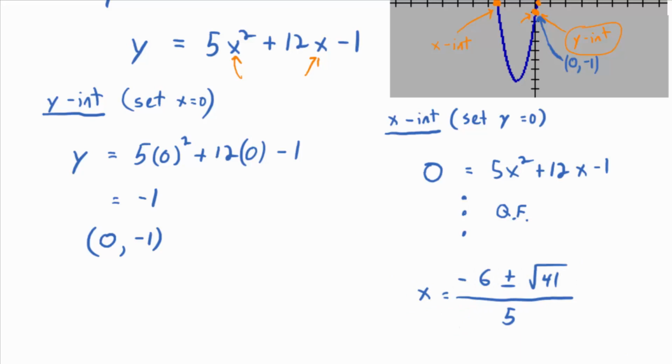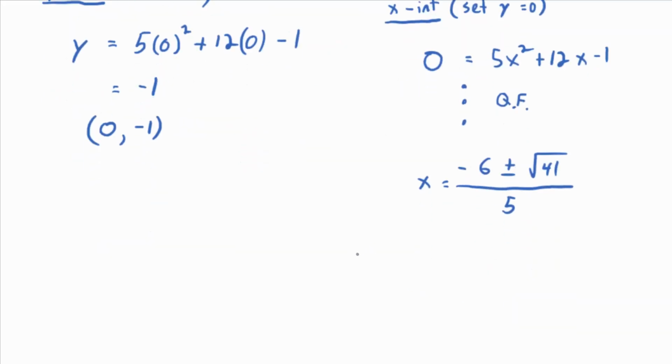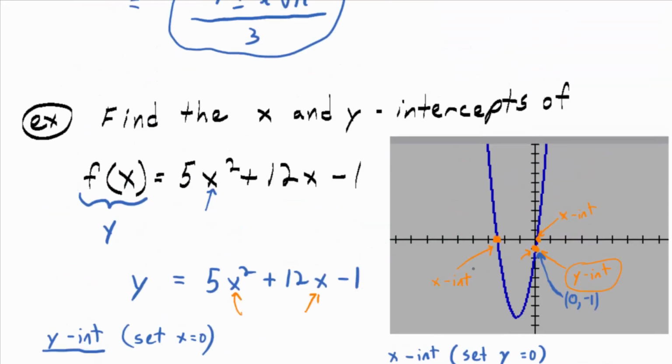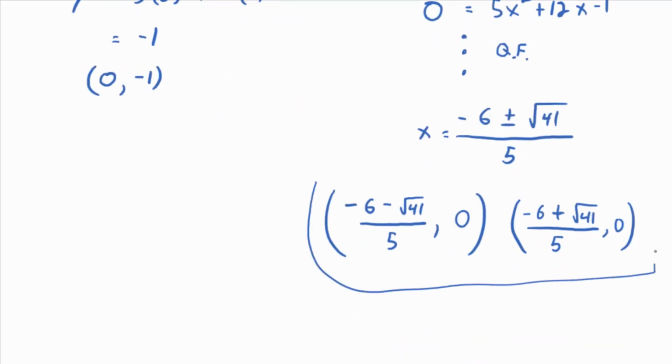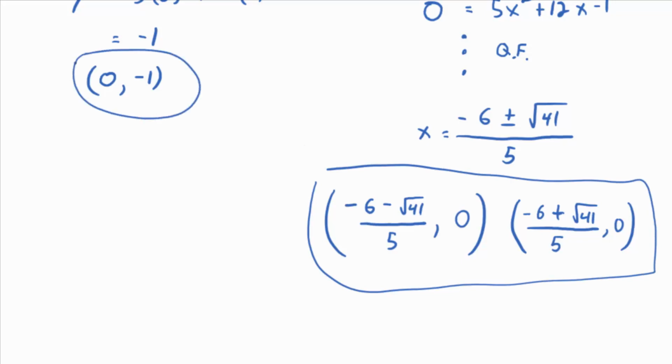But then what would your x-intercepts be? There'd be 2 of them. What would they be? I'm going to put the smaller one first. Negative 6 minus root 41 over 5, comma 0. So my guess is that's this one that I'm pointing at right there. And then negative 6 plus root 41 over 5, comma 0. So these would be your x-intercepts. This is your y-intercept.